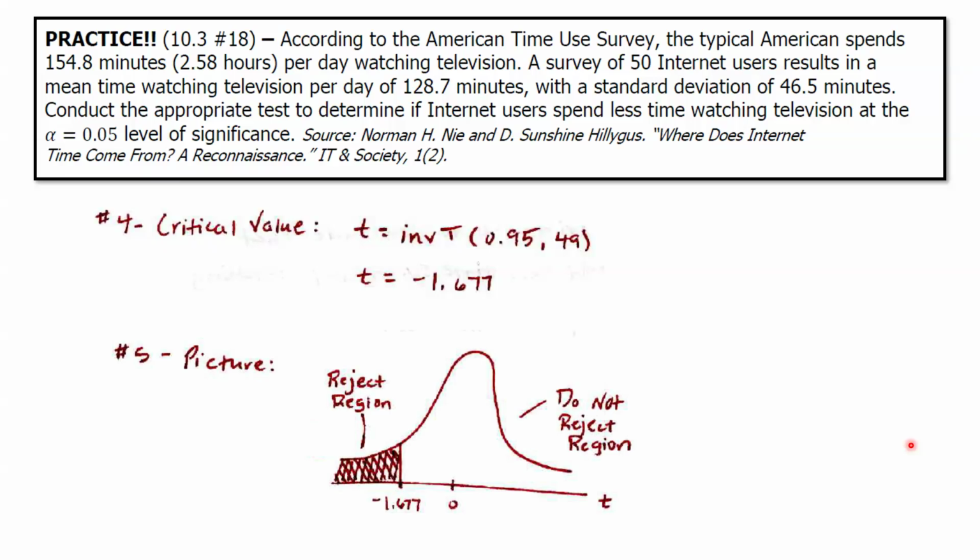From there, you drew your picture. So you have a t-distribution curve with the rejection region shaded on the left with your critical value that you found in step 4 of negative 1.677 as your boundary. So now you know where your reject region is and your do not reject region is.